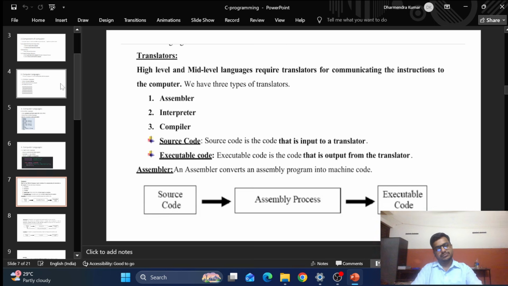Now the third topic would be the translator. What is a translator? A translator is used to translate languages.